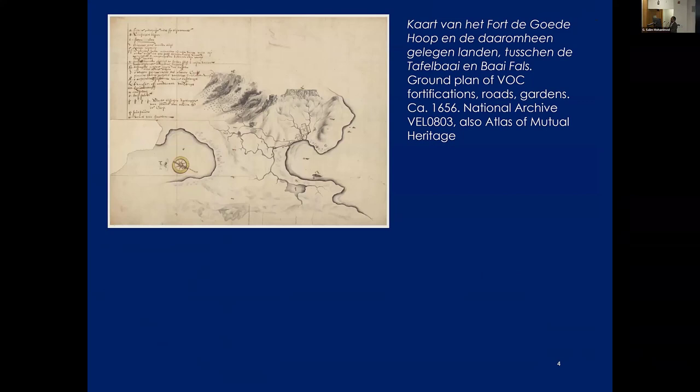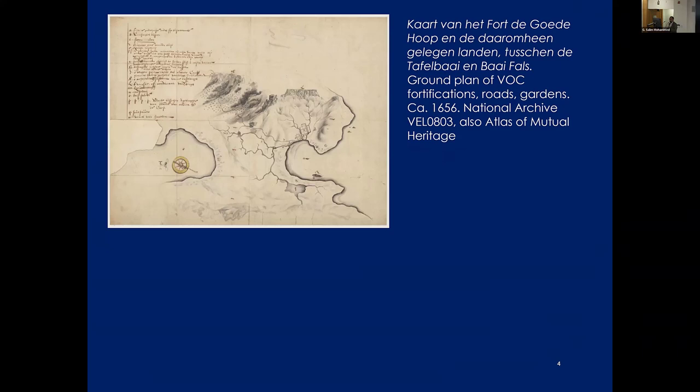When the settlement was established in 1652 for the first time, the Dutch began very early on to map the settlement. And here we have the settlement of Cape Town. And basically, this is a vegetable garden, the remnants of which are still in place, are called the company's gardens, because it was those vegetables that were the key to the Dutch route from Europe to the East Indies.